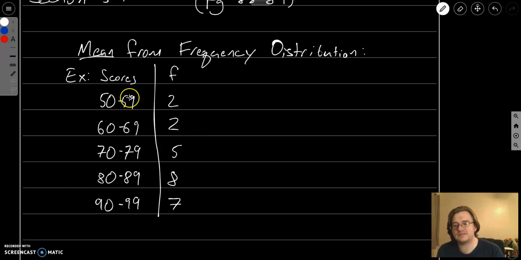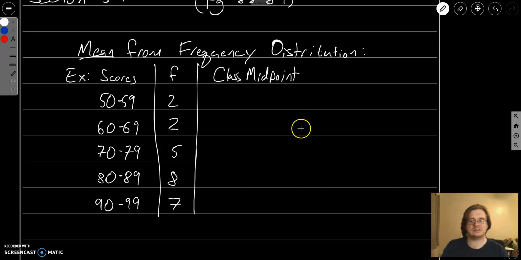So we know that we have two tests between 50 and 59. We know we have two tests between 60 and 69, and so on and so forth. So what we'll do is we will approximate each test with the midpoint of each class here. So we'll have the class midpoint. And this isn't going to be perfect. This is just an estimate.